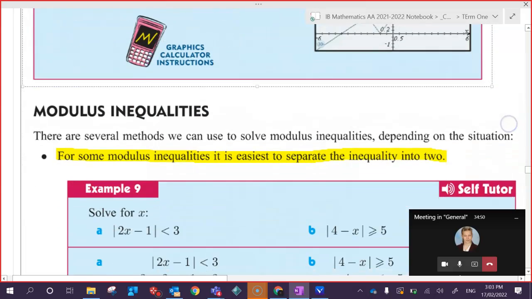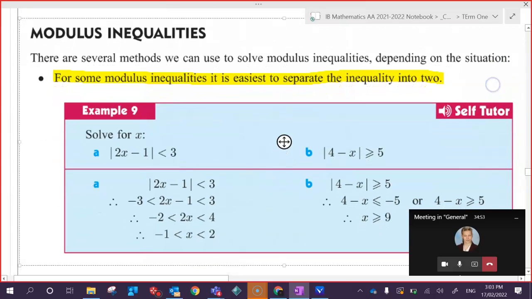It goes on to talk about modulus inequalities. Guess what? We still do it the regular way. Where the absolute value is less than 3, it's greater than negative 3 and less than 3. Like with geometric series, the condition for a finite sum is the absolute value of r is less than 1, which is the same as r between negative 1 and 1. If it's greater than a number, then it's greater than that number, or less than the negative of that number.